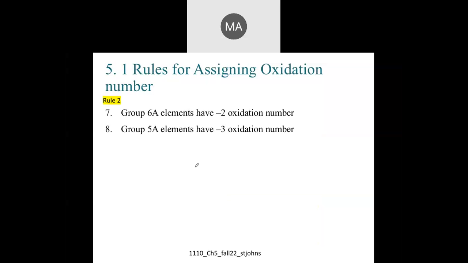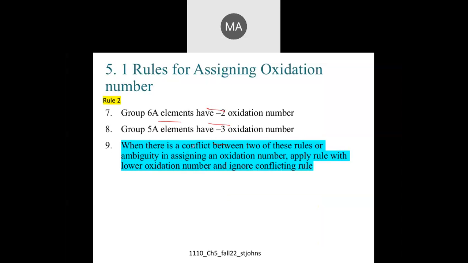In addition, within rule number 2, we also have group 6A elements at -2 and group 5A at -3. Where there is a conflict between two of these rules, or any complexity in assigning an oxidation number, we apply the rule with the lower oxidation number, or the conflicting rules. When we go through examples, it will be very clear.